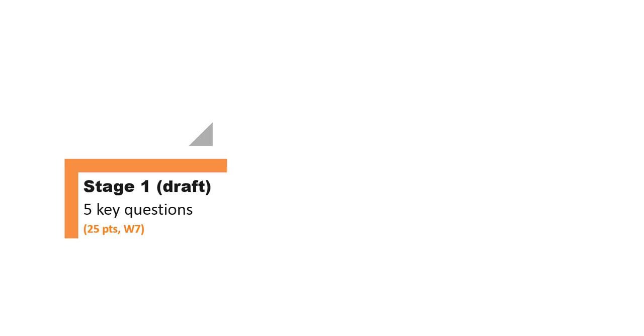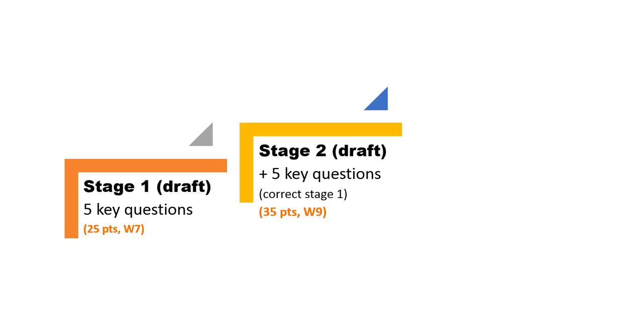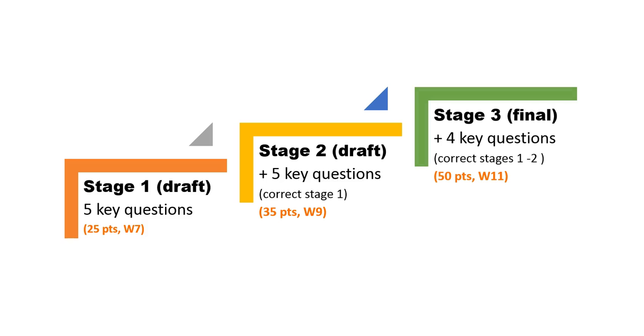Okay, so let me review. This has 3 stages. Stage 1 is a draft, for which you will get 5 questions. That's 25 points, due on week 7. And then the second deliverable is stage 2, itself a draft. You'll get the next set of 5 questions. You will correct errors in stage 1. That particular deliverable is worth 35 points, due around week 9. And then your third deliverable is stage 3, where you will correct any remaining issues on stage 1 and stage 2, and it is worth 50 points, due week 11, and each of the stages is peer reviewed.